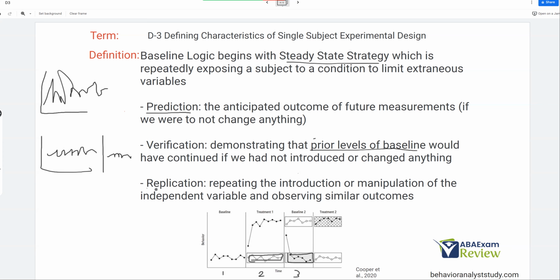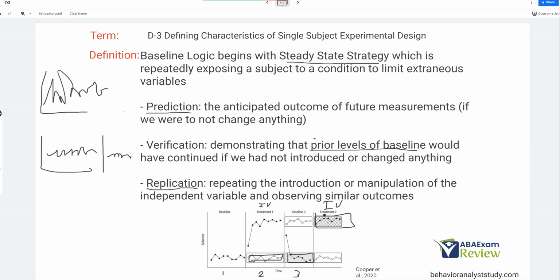And then we have replication. So repeating the introduction or manipulation of the IV, observing similar outcomes. So in treatment 1, we introduce our independent variable, and what happens? Well, the data shoots up. We then withdraw it. So to replicate it, we've got to go to treatment 2, introduce the IV again, and here we have our replication. So that's what it looks like.